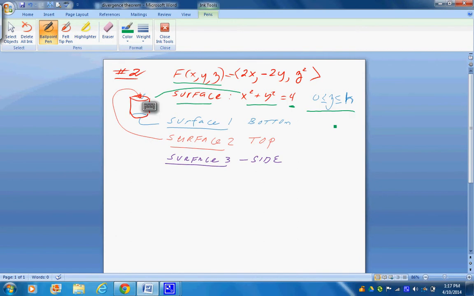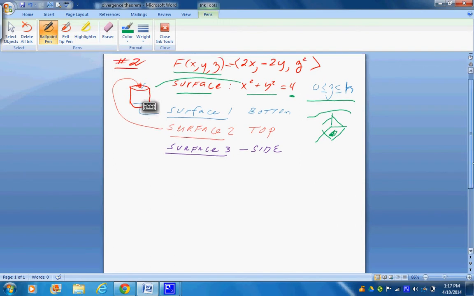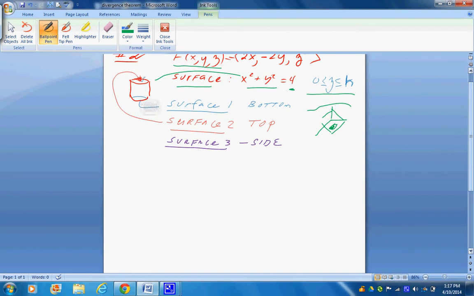Now here's what's different than what we did before. Up to this point we've had some kind of surface, like maybe a plane, and we integrated some function over the surface over some area in the xy plane. For these problems, we're going to actually be looking at three-dimensional solids, like the three parts of a cylinder: the top, the bottom, and the side of the cylinder. So we're going to have to do three different integrations, and that's really the reason for the divergence theorem, to make it easy. So let's take a look at what the three surfaces are and how we'll do it.